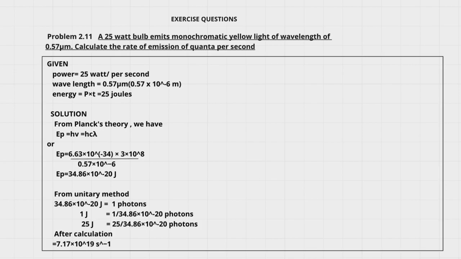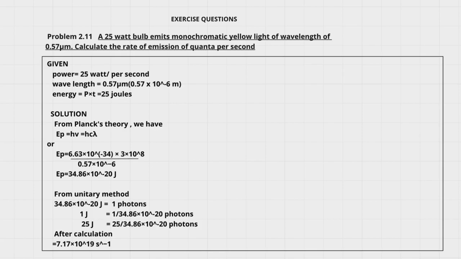Wavelength of the wave is equal to 0.57 micrometer, so 0.57 into 10 raised to the power minus 6 meter. Energy is equal to power into time, which gives 25 joules. From Planck's theory, energy is equal to Planck's constant into frequency. Frequency can also be expressed as speed of light upon wavelength.